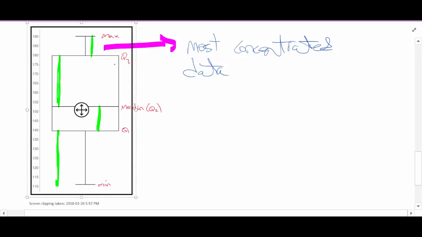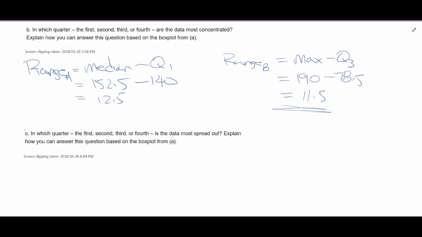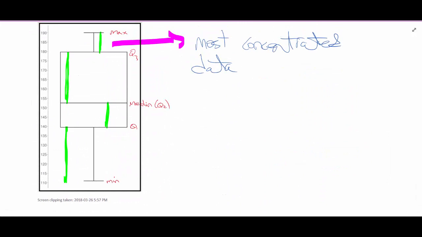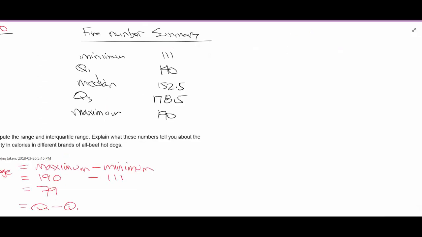Where the data is most spread out will probably be between the minimum and Q1. We're not asked to calculate it, but that distance here looks bigger than that distance. The data is most concentrated, though, between the maximum and Q3, because that's got the smallest range. Oops, as it turns out, we want to find out where the data is most spread out. What I'm going to do is look at the box plot and go, okay, it's going to be either between Q3 and the median or Q1 and the minimum. So let's just get those.